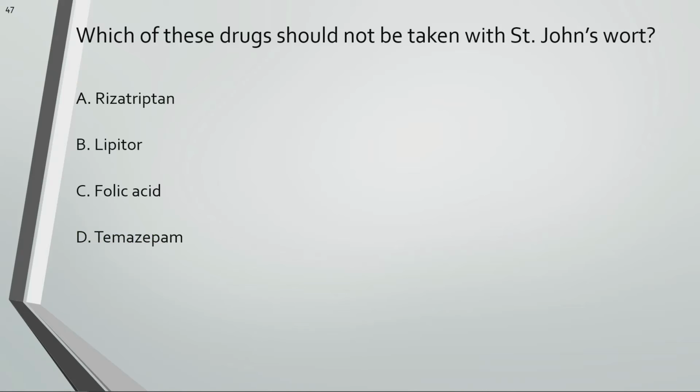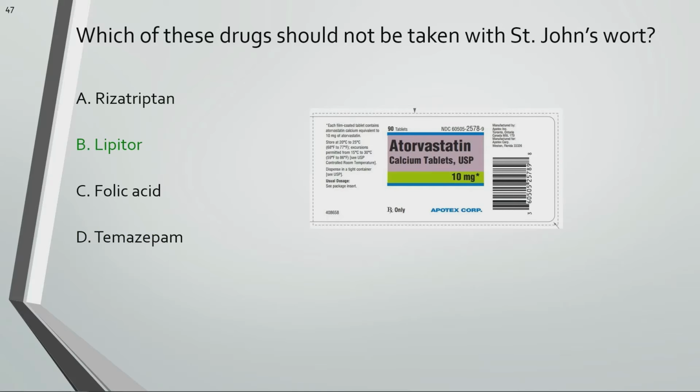Which of these drugs should not be taken with St. John's wort? St. John's wort is an inducer of the enzymes involved in the metabolism of statins. This means that St. John's wort accelerates the metabolism of statins, resulting in their diminished efficacy. As a result, statin therapy may not be as effective in controlling dyslipidemia, so St. John's wort should not be taken with Lipitor or atorvastatin.